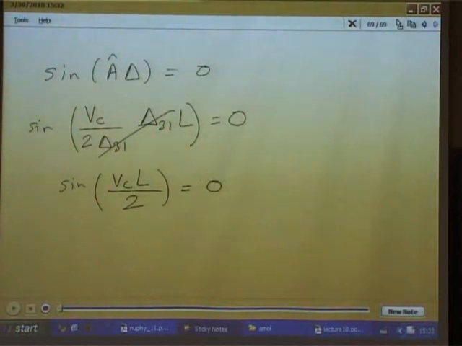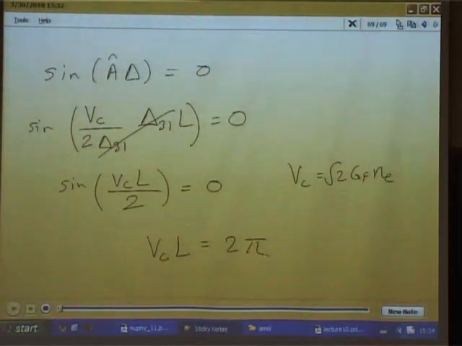BC we have no control over. BC is GF times N, where N is the density of electrons inside the Earth. So it's a fixed number that we have no control over. However, if we can choose L, L is our choice. So if we can make BC times L equal to 2 pi, or 4 pi, it depends, your choice, 2 pi or 4 pi, 6 pi, then you will satisfy this condition.